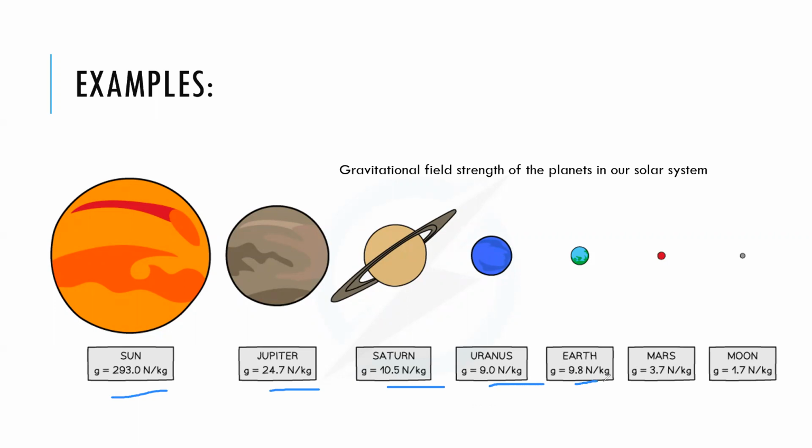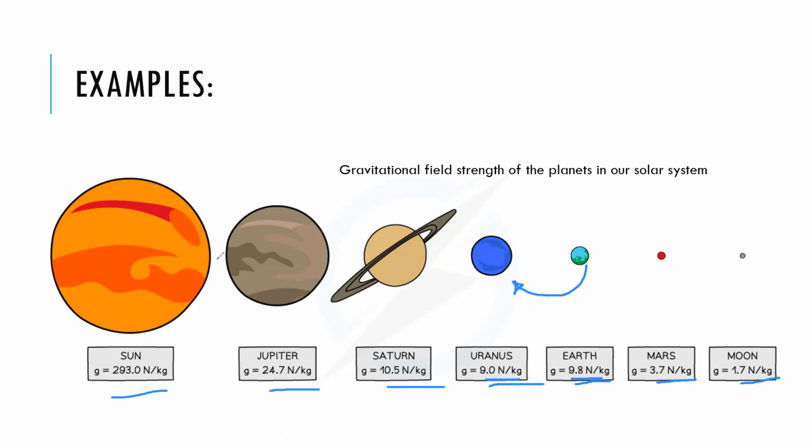So there's one more thing. Along with the mass of an object, the distance is also important. The distance of the object from the Earth is also important for the planets in our solar system to have their gravitational field strength. As you can see, the mass of Uranus is larger than Earth, but it is quite far away. That is the reason why it has 9 newtons per kg, and Earth has 9.8 newtons per kg.